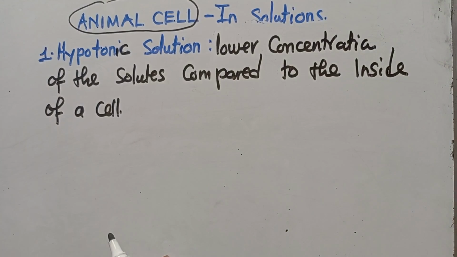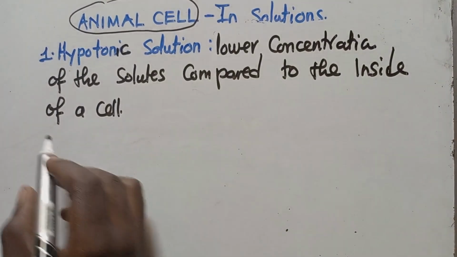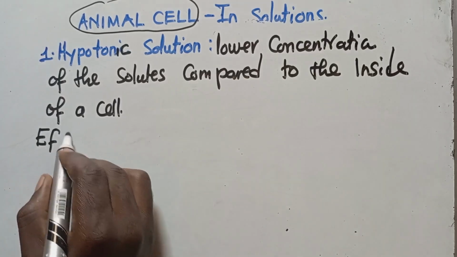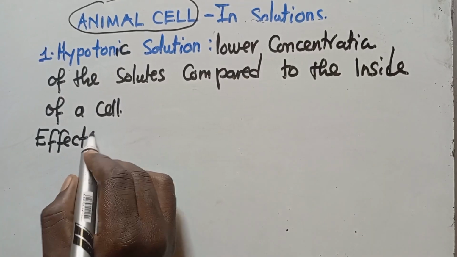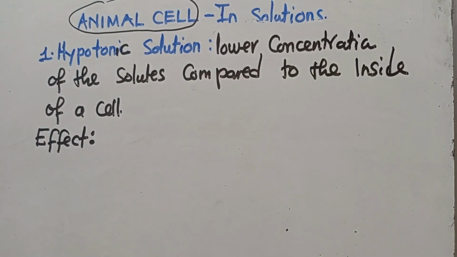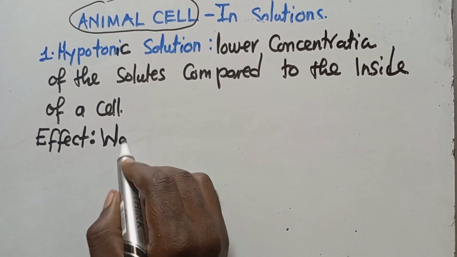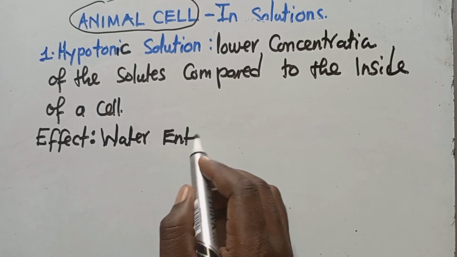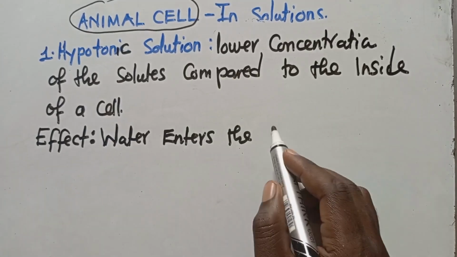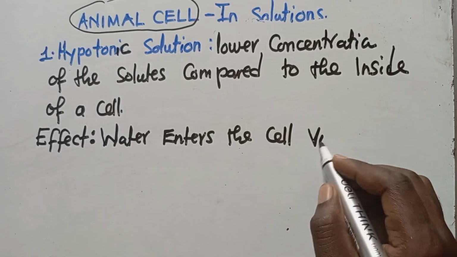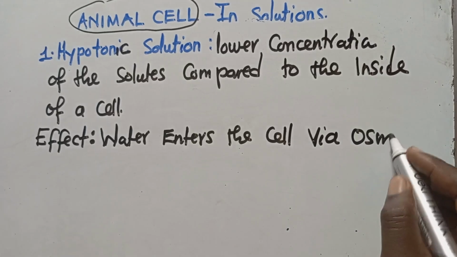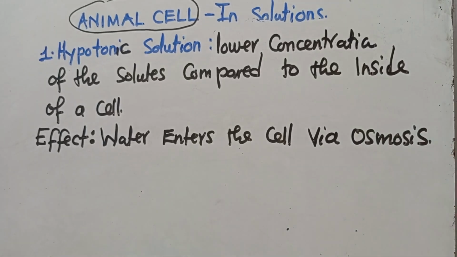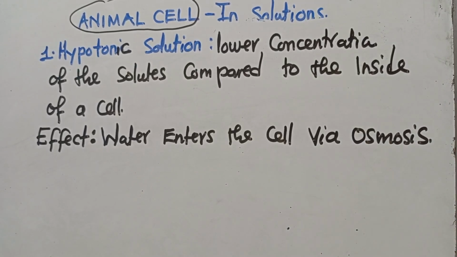the inside of the cell. And one of the effects that is seen, so I'm writing these things to summarize them so that you understand, is that water enters the cell via osmosis. I guess you understand what osmosis is. Water enters the cell via osmosis. This is a cardinal point that you are supposed to know and understand.